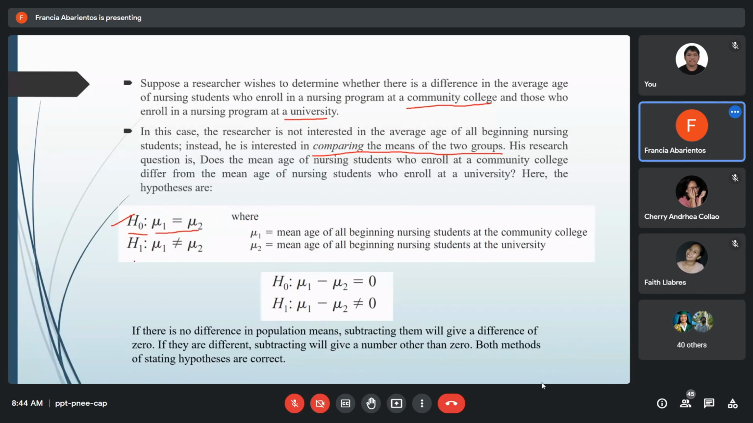And the alternative hypothesis, or the H1, is that the mean age of the beginning nursing students at the university versus the community college is not equal. So, this will fall under a two-tailed test. Okay? So, this is the mean age of the beginning nursing students at the community college.